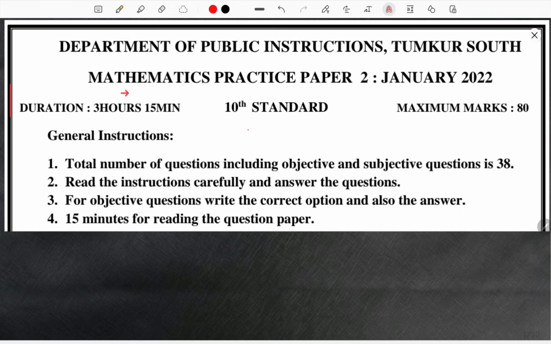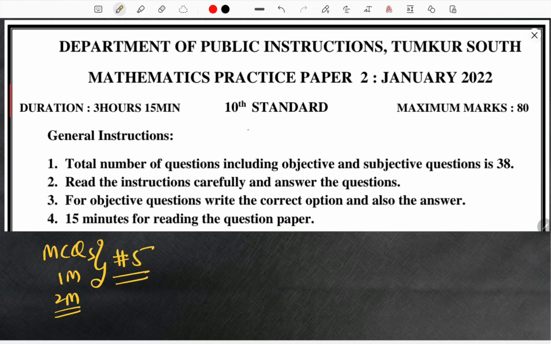I have chosen this mathematics practice paper 2, January 2022. And this question paper is designed from Department of Public Instructions, Tumkur South. Alright, so already the MCQs, 1 mark question and 2 mark questions are going on. All these questions from 5 question papers are completed.